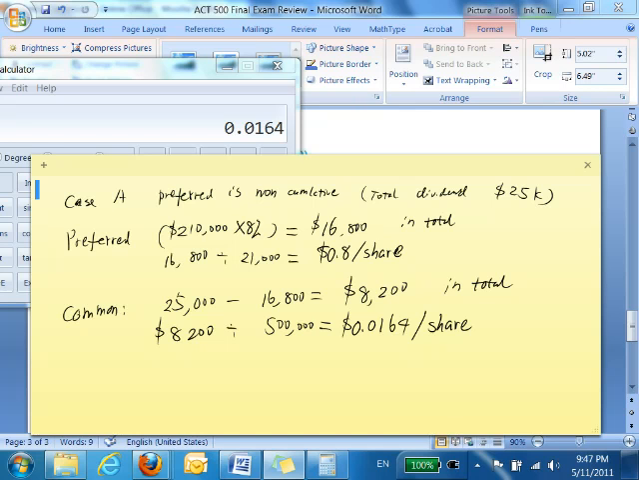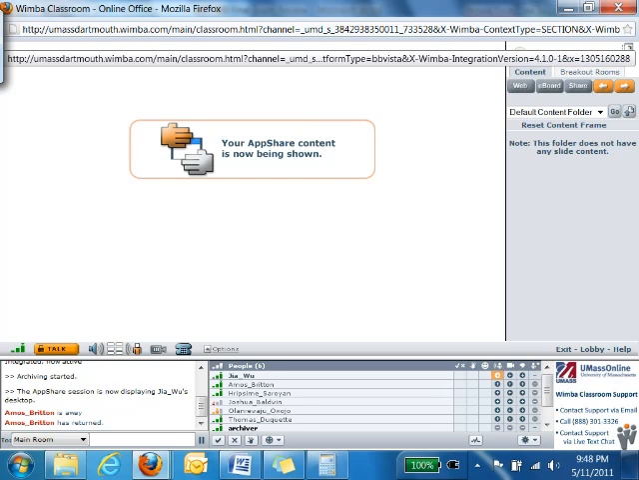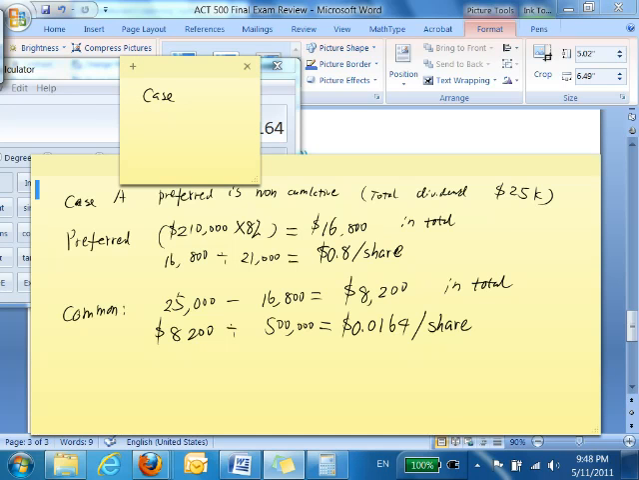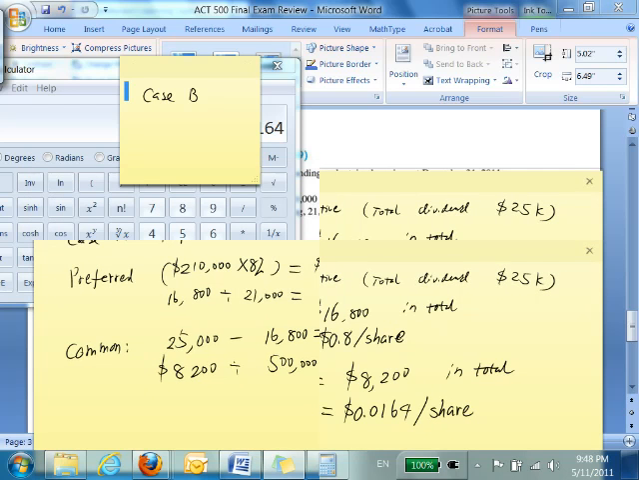Any questions? Okay. No question. Then move on to case B. In case B, the preferred stock is cumulative.